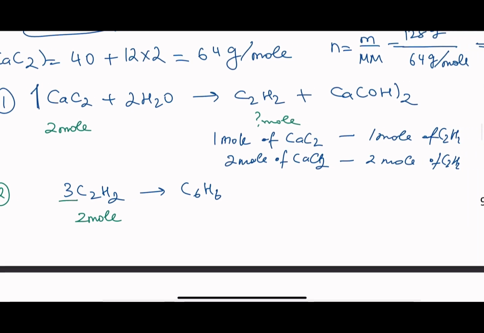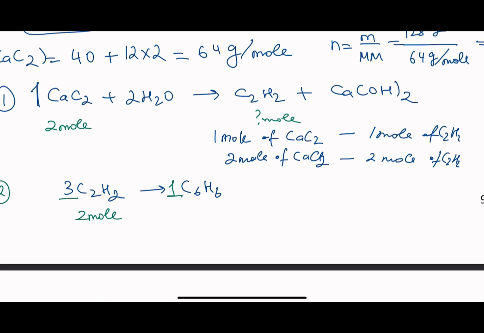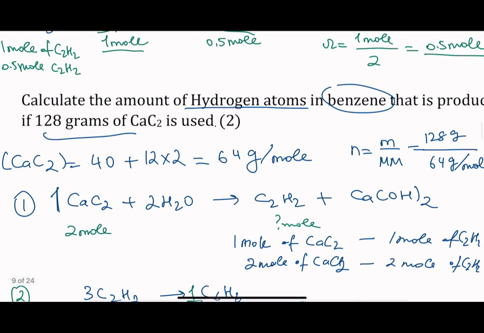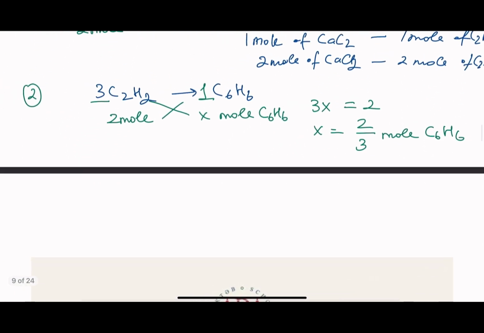We can see from 3 moles of C2H2 you get 1 mole of C6H6, and from here you would have x mole, and you can do 3x. So do proportion. 3x would be 2, x would be 2 over 3 mole of C6H6. So you have the number of moles of C6H6. Calculate the amount of hydrogen atoms. So it is asking us the number of particles exactly.